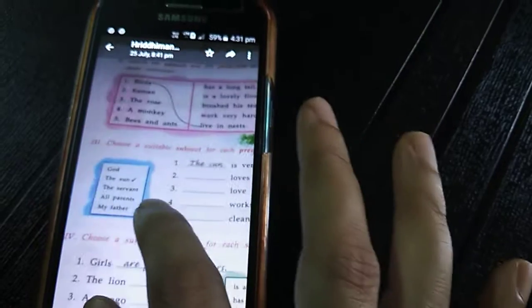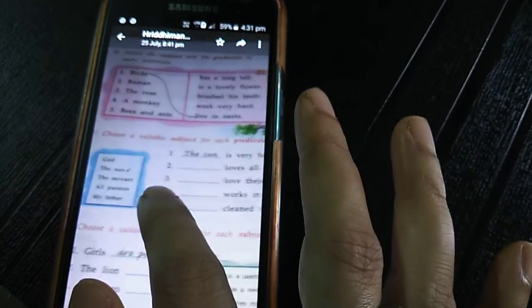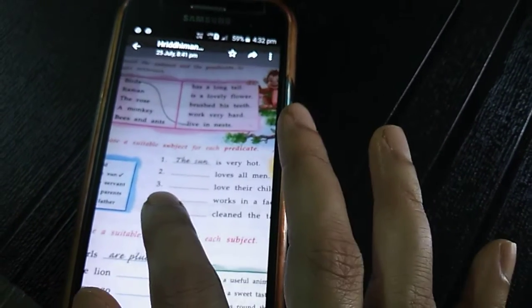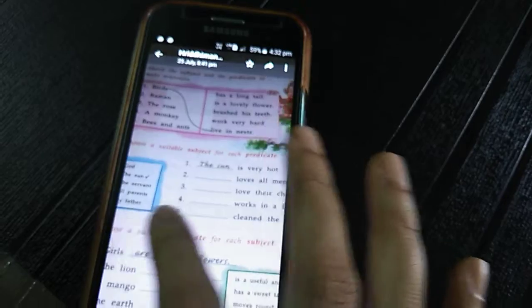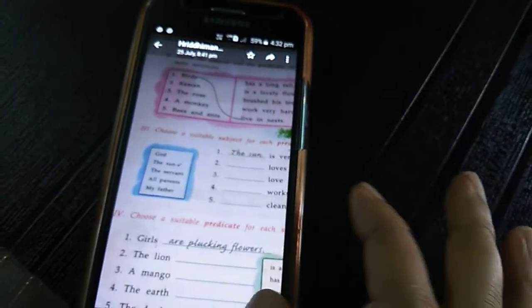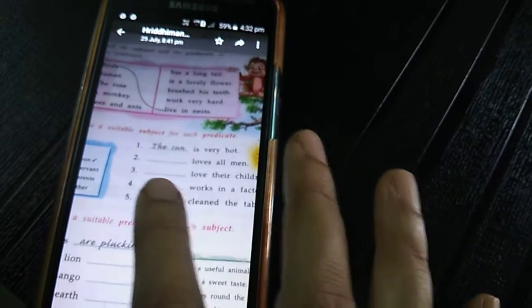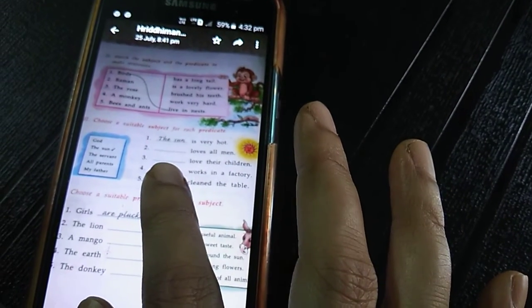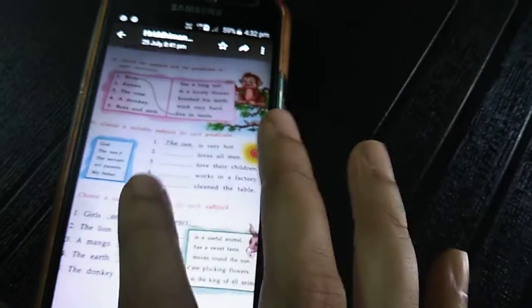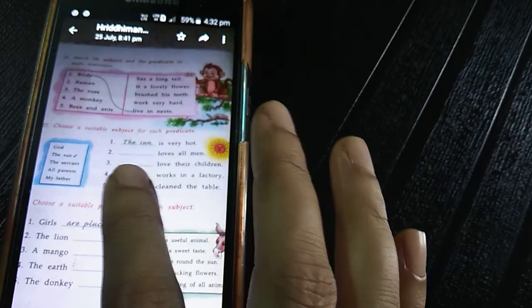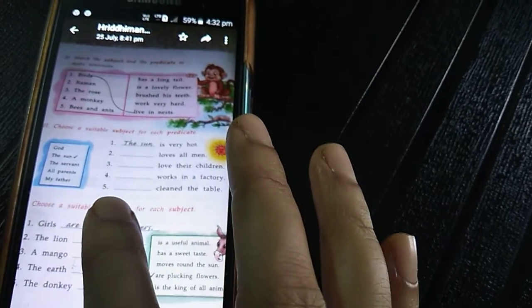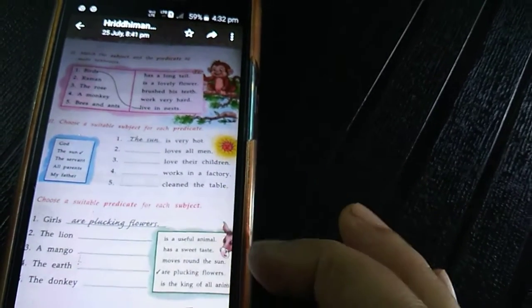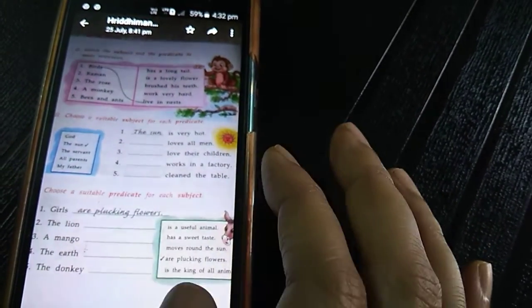Next, choose a suitable subject for each predicate. The predicate is there, you have to write the subject. The sun is very hot. My father loves. God loves all men. All parents love their children. My father works in a factory, and the servant cleans the table.